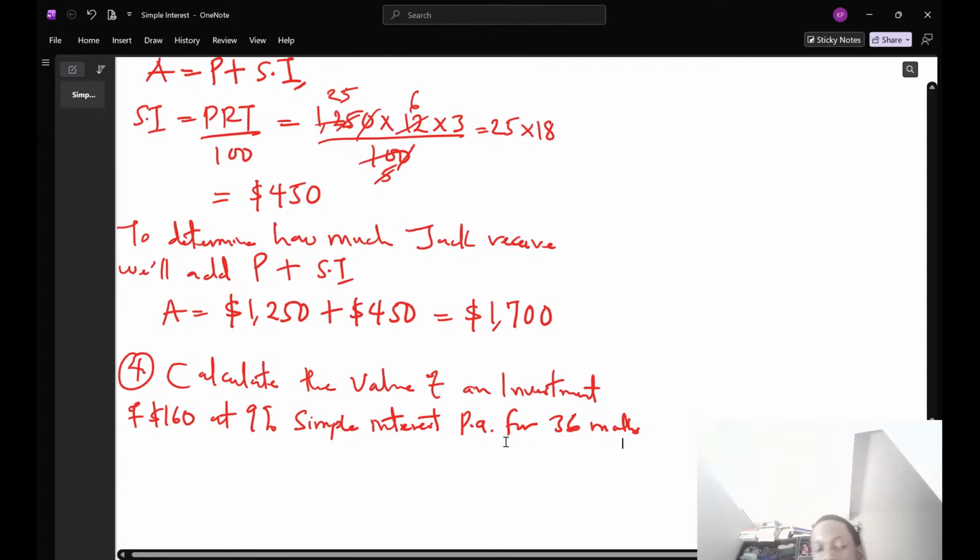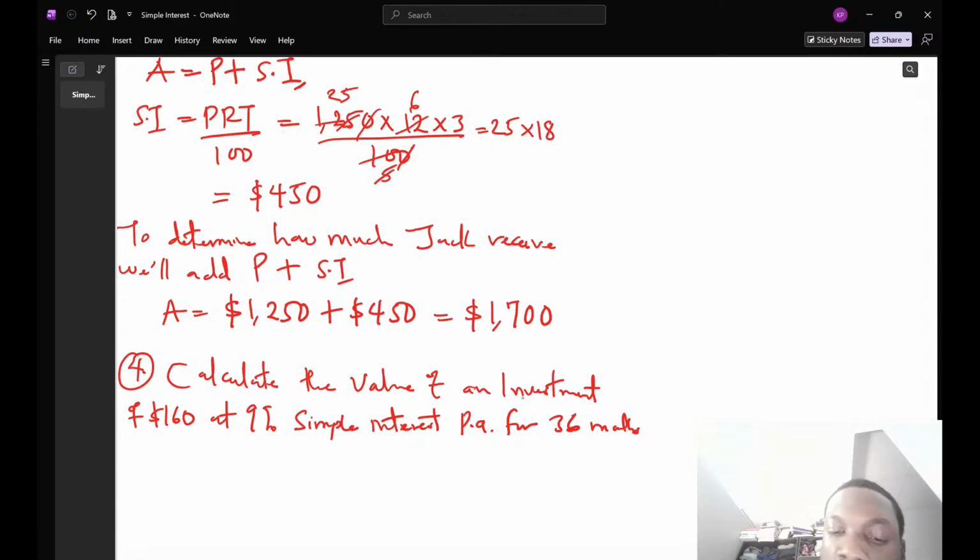So in this case, the first example I talked about was that when given a terminology where we have invested in, that's talking about the principal. But in this case, this question is different. The way the question was worded, it says calculate the value of an investment of $160 at 9% simple interest. That means it has given us the simple interest already. So in this case, $160 is not the principal, it's already the simple interest. The way the question was worded, it might sound tricky, but it has been put in the question that $160 is the simple interest.